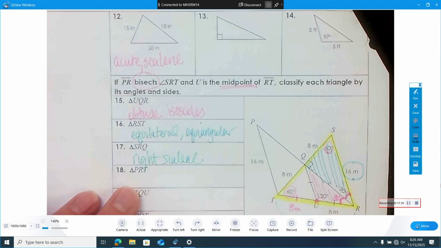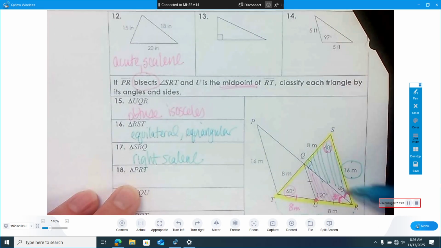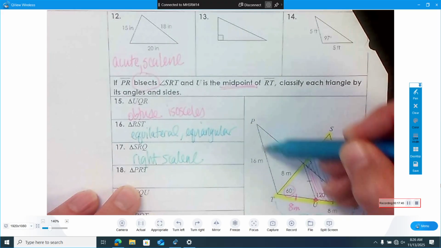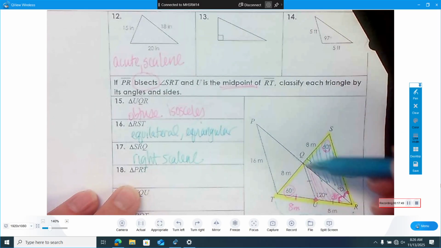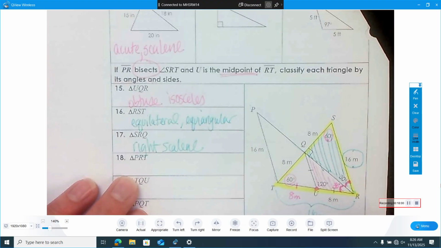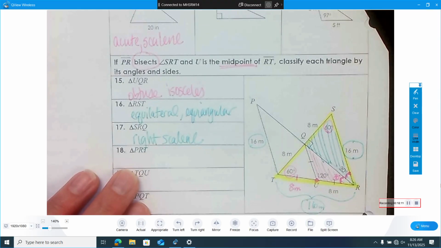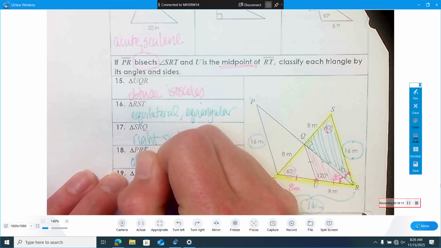All right, PRT. PRT is this sort of triangle on the left. These are what we call overlapping triangles. So this is this sort of left side overlapping triangle over here. What did you say, Cash? I said obtuse, isosceles. All right, obtuse. Absolutely, we have this nice large angle here, obtuse. And then isosceles, we have 2 sides that are 16 meters each. So obtuse, isosceles.